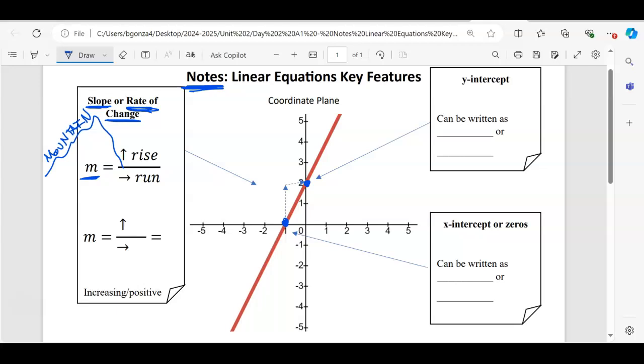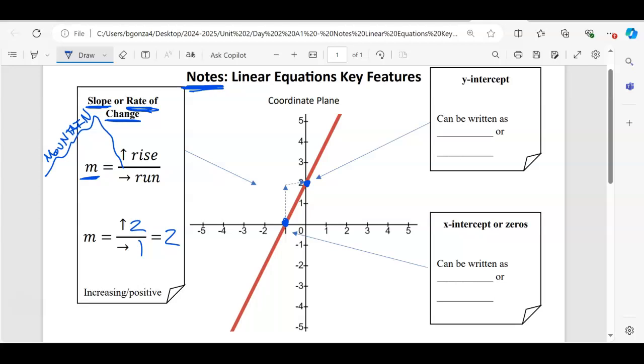So let's look at this. I'm going to start at the left point. And how much does it rise? How many units is that? 2. And then how much does it run? How many units is that? 1. It rises 2 up. It runs 1 to the right. And I get 2 over 1. It's positive 2 because it went up. It's positive 1 because it went right. Those are both positive directions. And then 2 over 1, any number divided by 1 stays the same whole number.